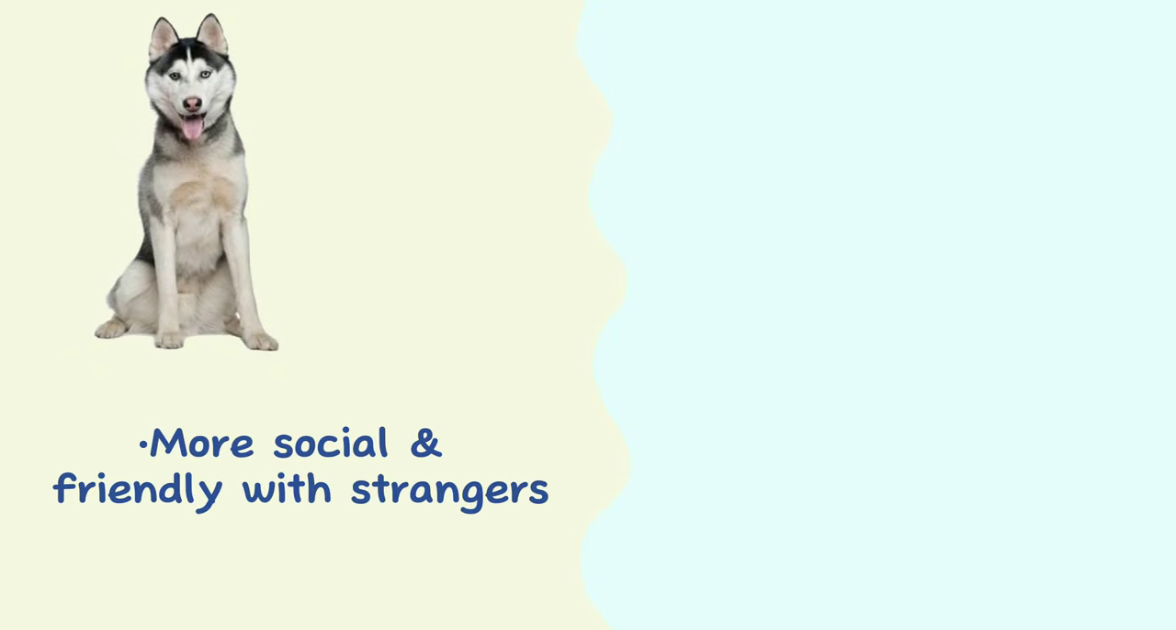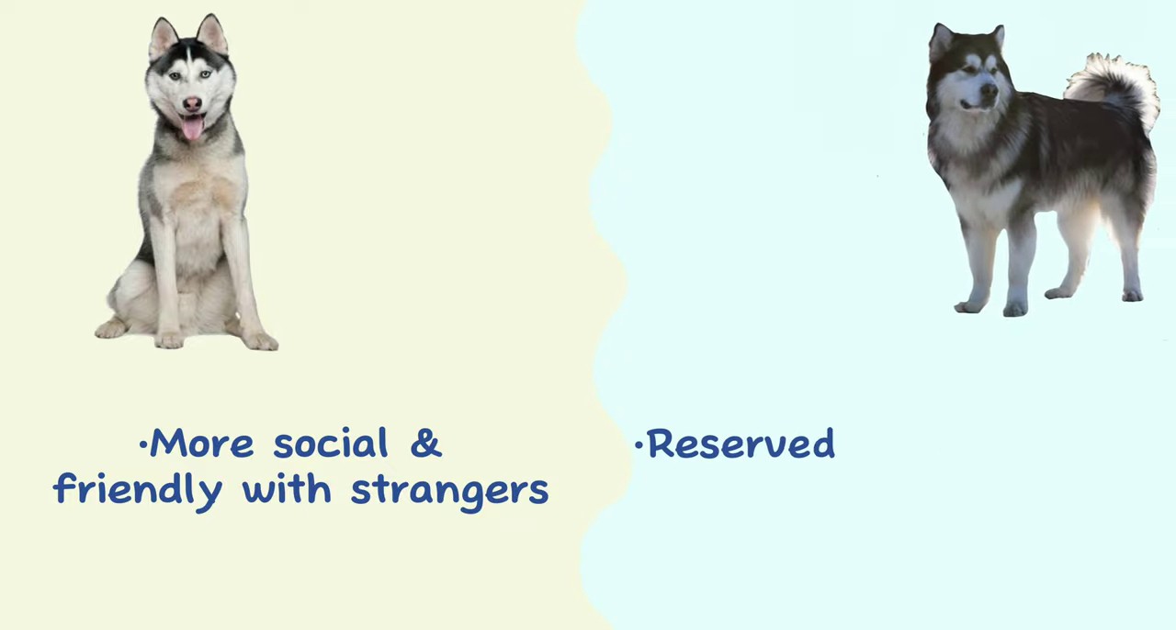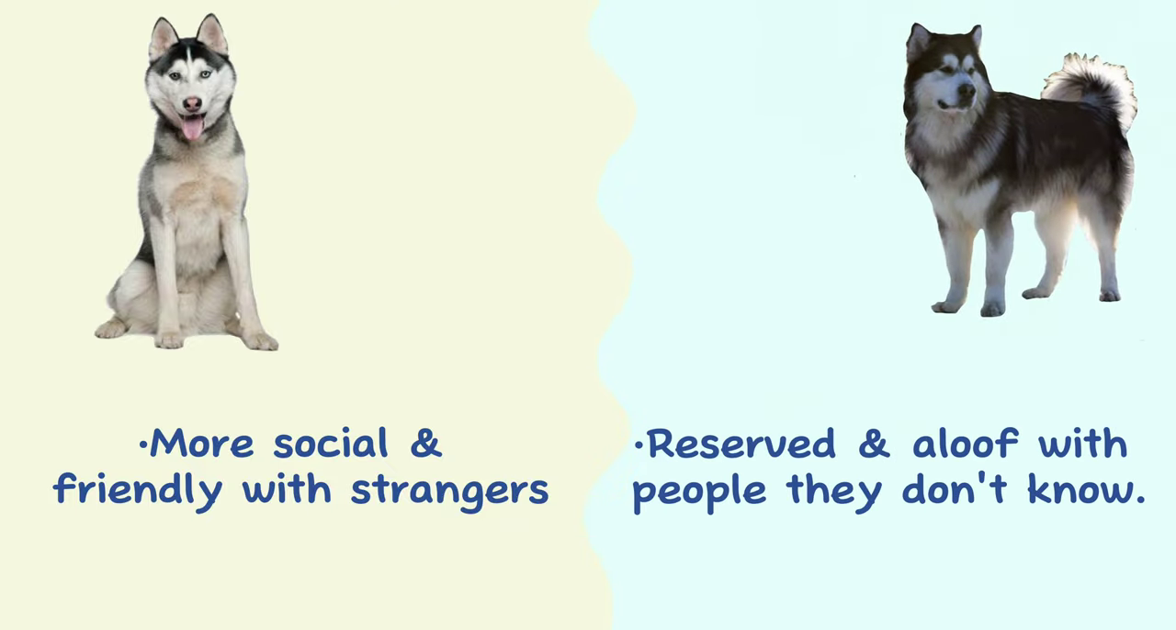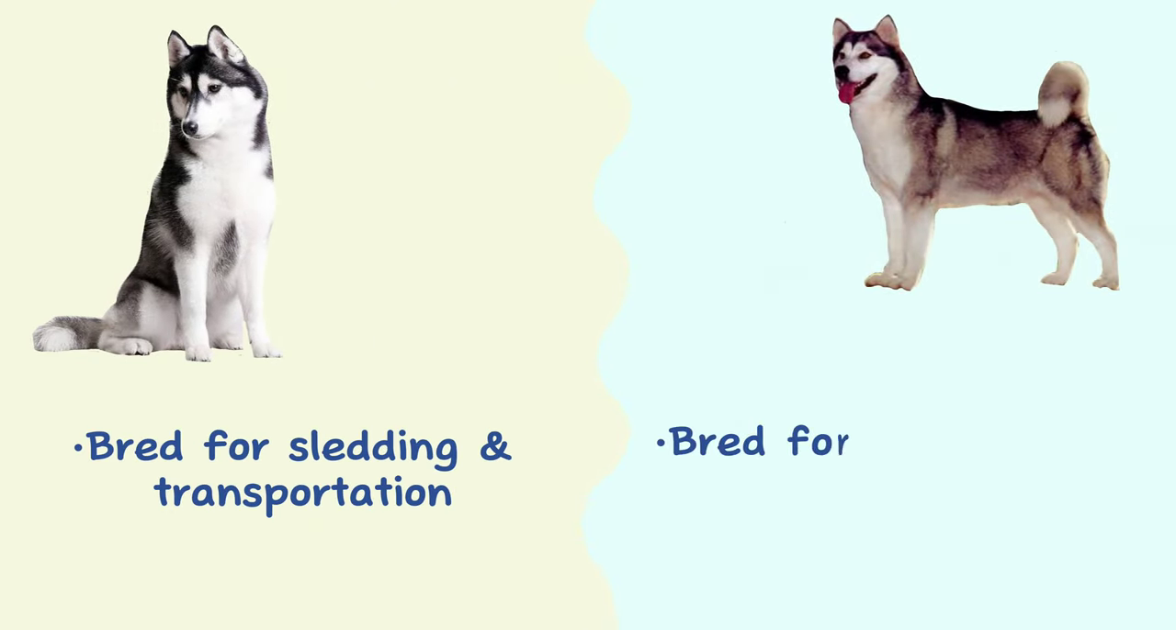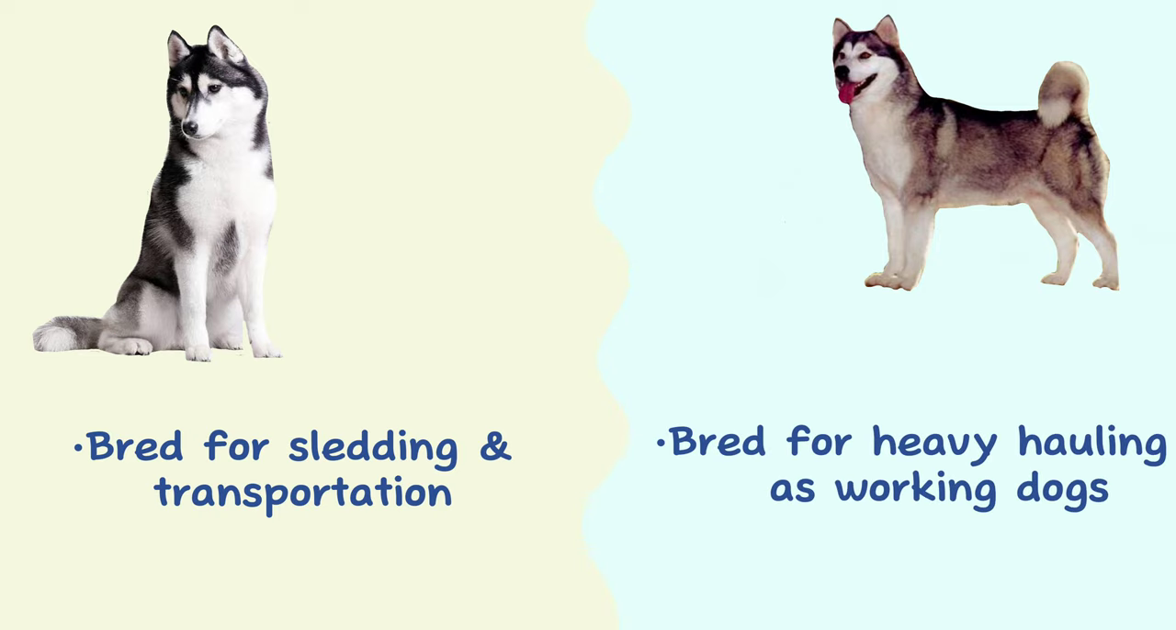Sociability. Huskies are often more social and friendly with strangers, while Malamutes tend to be reserved and aloof with people they don't know. Purpose. Huskies were primarily bred for sledding and transportation, while Malamutes were bred for heavy hauling and as working dogs for the Inuit people.